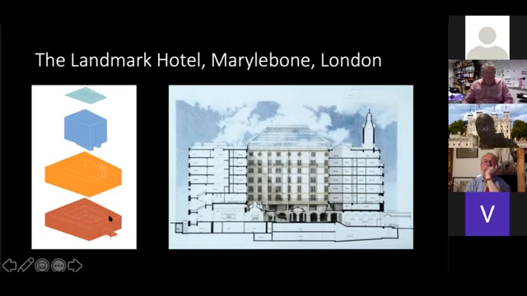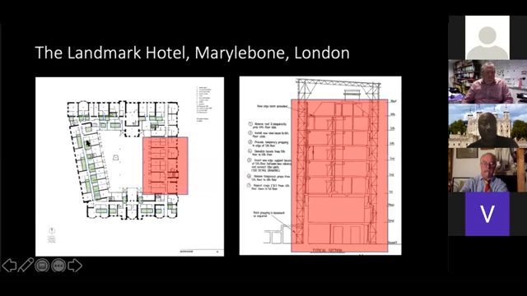What I want to constantly reiterate is that the architectural brain thinks on a macro scale as well as the micro scale. So it's the concept of the building in its entirety, but also the elements that make up the building. So moving on to a typical plan.